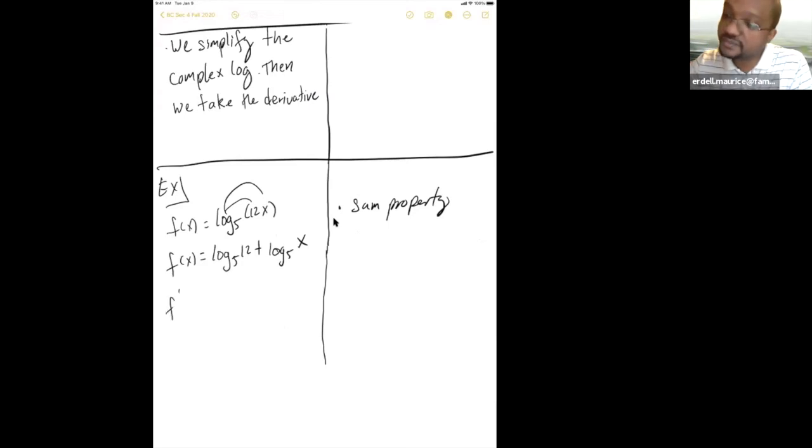So f prime. Anybody know what the derivative of log base 5 of 12 is? Anybody tell me what the derivative is? Anybody? Don't you all answer at once?